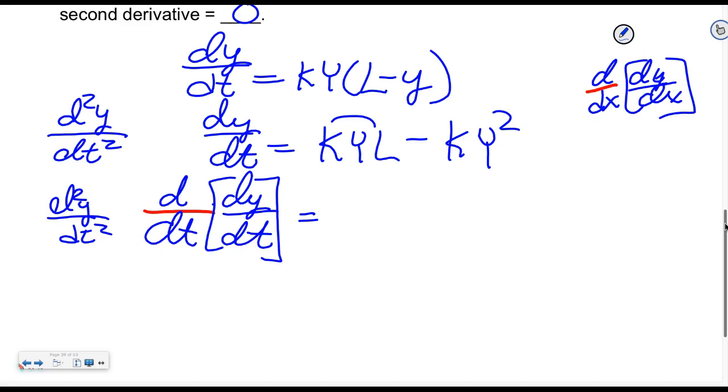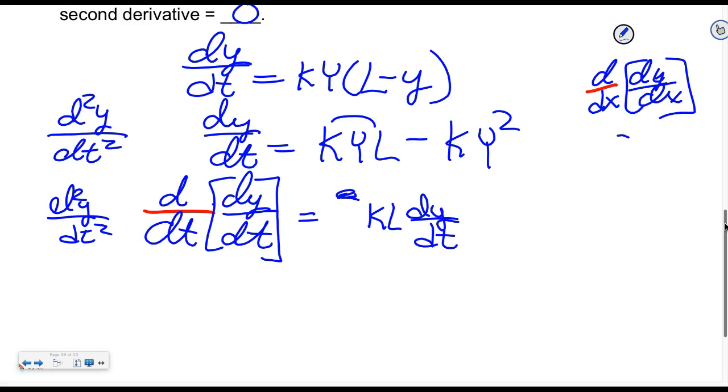dy dt. Yes, so 5, but not 5. So this will be KL times dy dt. And again, if you don't get it, you just nod and smile. These derivations are, in terms of educational speak, enrichments. All right, the next one up.